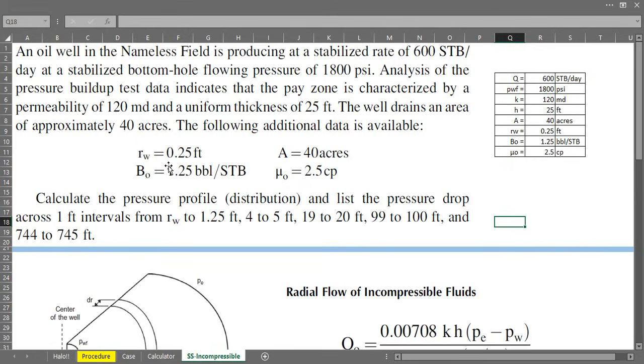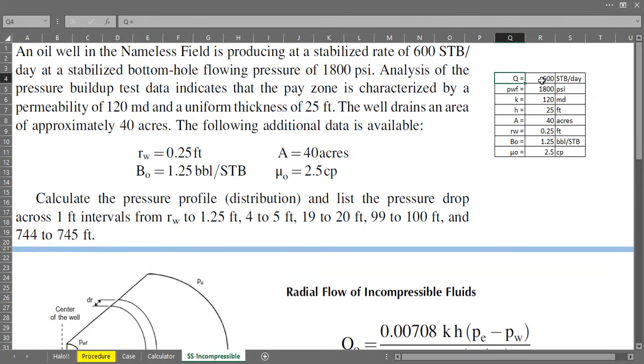So we have wellbore radius of 0.25 feet, oil formation volume factor of 1.25 barrels per stock tank barrel, area 40 acres, and oil viscosity of 2.5 centipoise. And we need to calculate the pressure profile or pressure distribution and list the pressure drop across 1 feet intervals from wellbore radius to 1.25 feet, 4 to 5 feet, 19 to 20, 99 to 100 feet, and lastly, 744 to 745 feet.